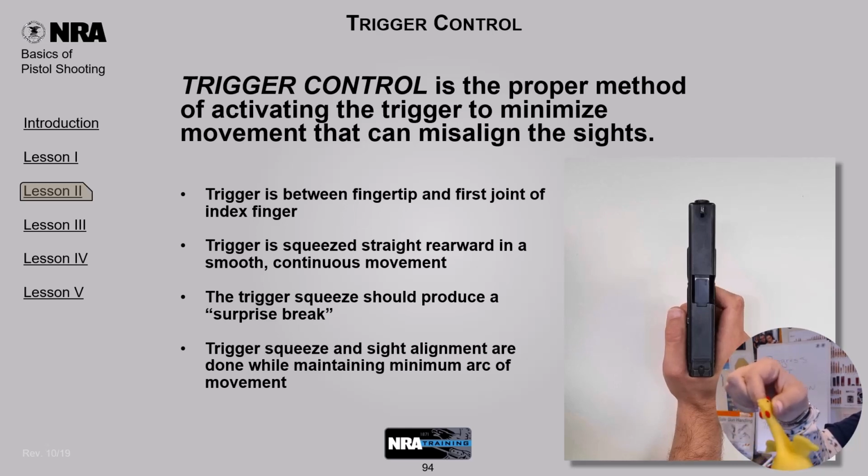So my chicken here, if its neck is the trigger, I'm doing this opposite. Remember, I'm applying pressure until it goes bang. I'm not jerking to make it happen fast. I'm just going to apply pressure until it goes. So what that looks like with your finger is your finger's on the trigger and you're just applying, moving, and just applying a little more, little more, until it goes bang. And then trigger squeeze and sight alignment are done while maintaining a minimum arc of movement. Remember, you cannot stop the arc of movement.